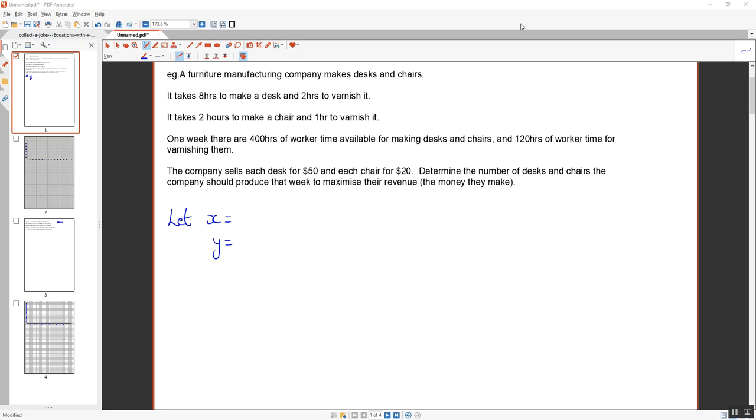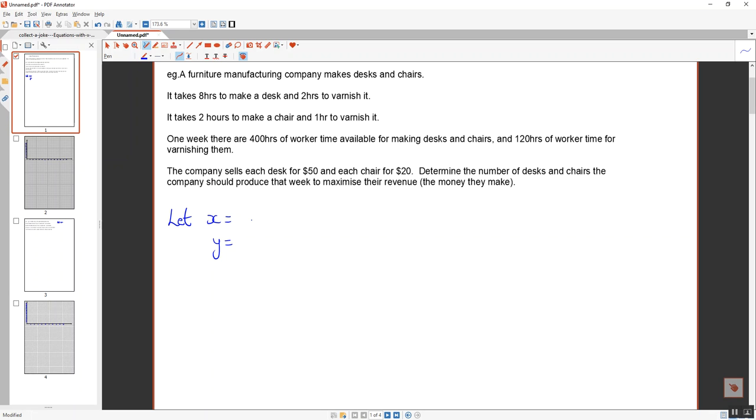Right, so first off, we're going to need to define some variables. So first, I've written down here, let x equal something. What do you think we're going to let x equal if we're talking about these chairs and desks? X equals chair. I need more information than that. X equals make. I'm talking about making desks and chairs. That's what we're interested in.